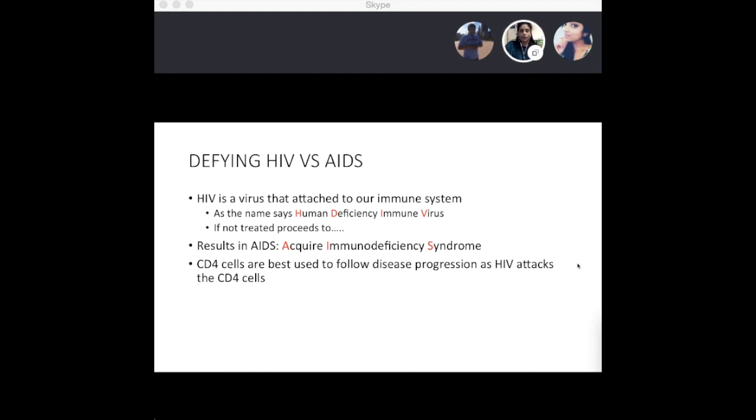And then CD4 cells are best used to follow the disease progression, as HIV attacks CD4 cells. And remember, the role of CD4 cells: they are our T helper cells, and they signal other important cells to fight off foreign invaders in our body.